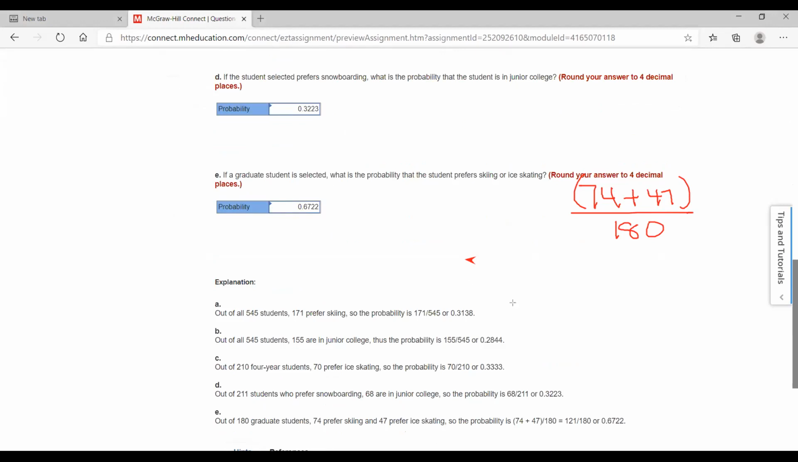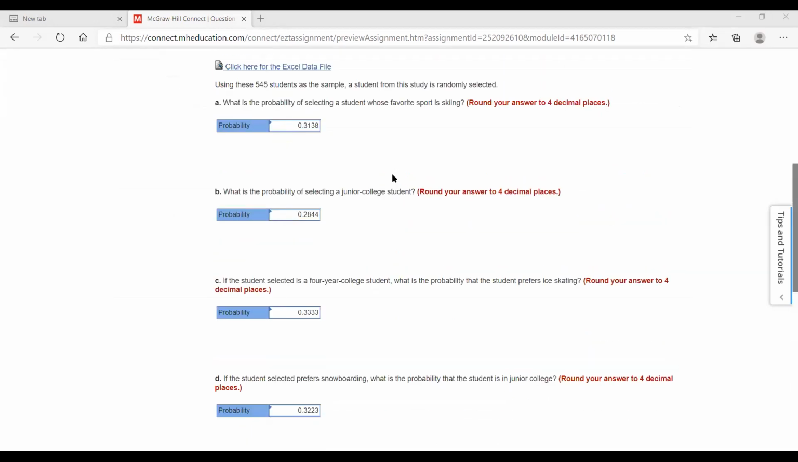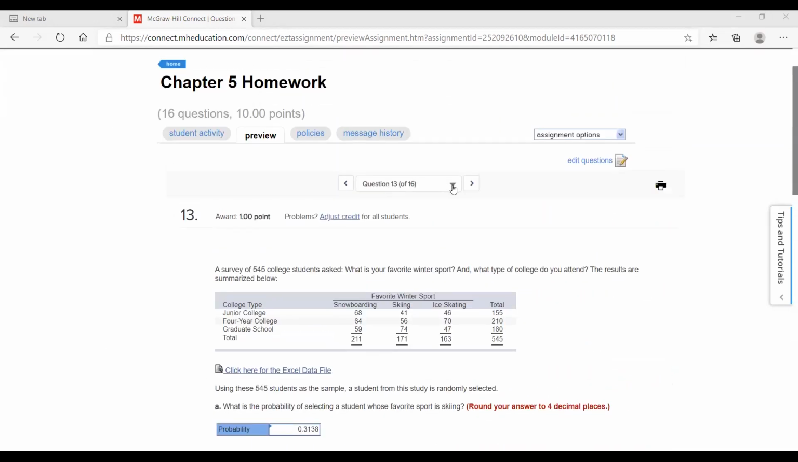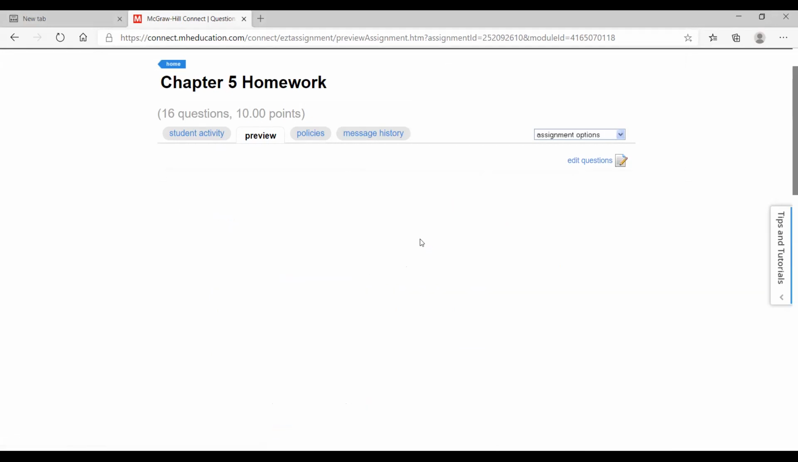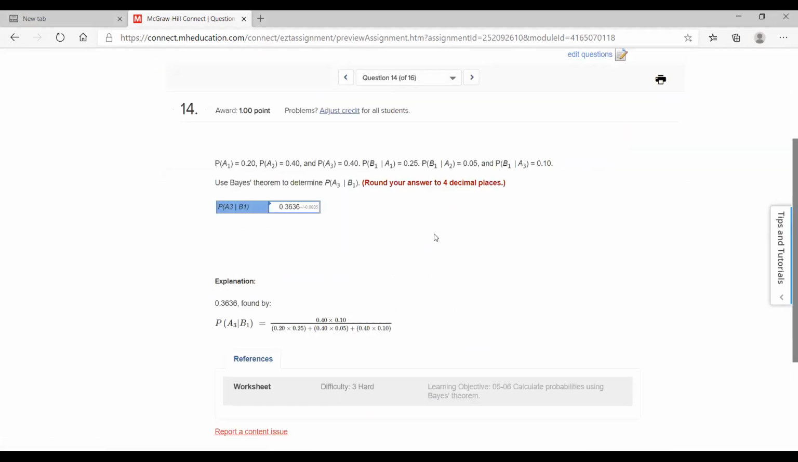And of course, down below, you can see that illustrated right there. All right, so that would take care of problem 13. The last three are all going to be Bayes' theorem. Let's check out number 14. And so they give us our Bayes' theorem.